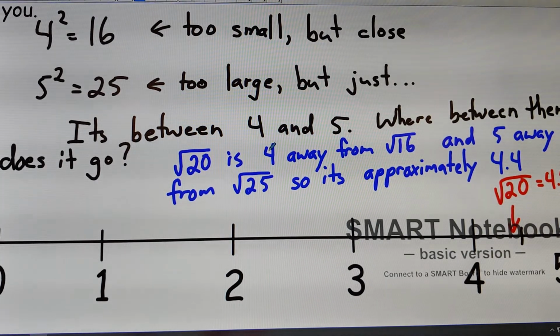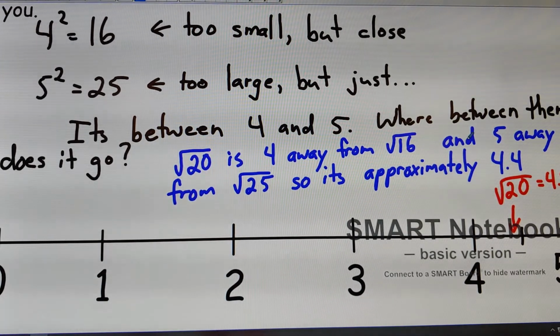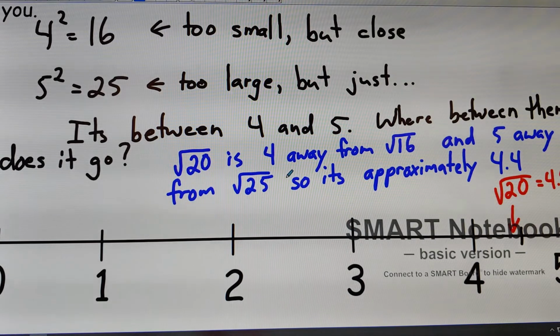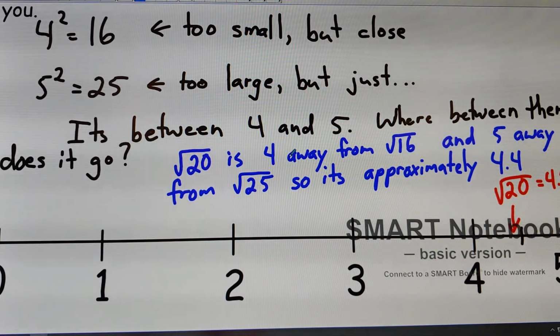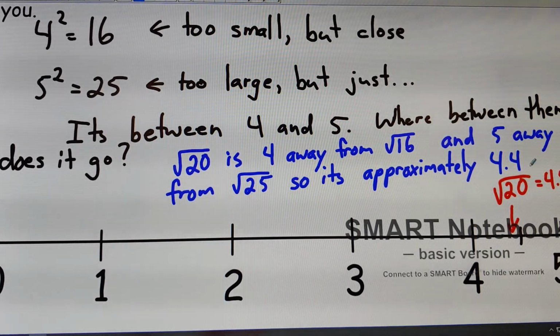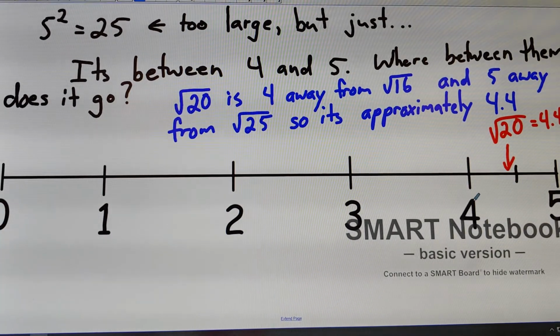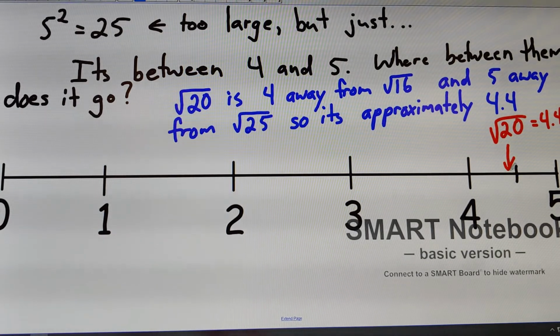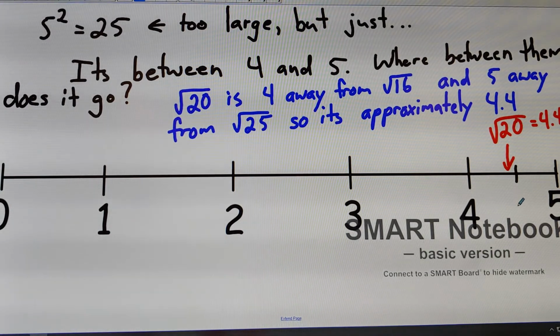Well, square root 20 is 4 away from 16 to 20, 5 away from 25. So it's about halfway between square root 16 and square root 25, but just slightly closer to 4, right? Because it was only 4 away from root 20, 5 away from root 25. So we're going to say it's about 4.4. So on a number line, if there's 4, there's 5, that would be 4.5. Square root 20 would be about here, estimating that it's about 4.4.